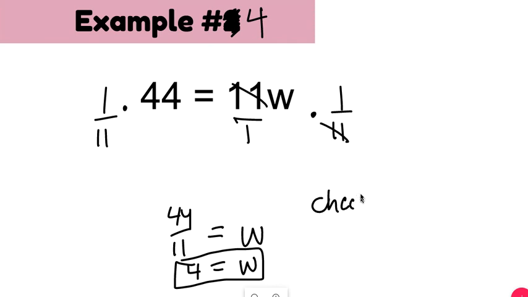Check it out. 44 equals 11 times. Remember, I'm substituting a 4 for the W. 11 times 4 is 44, and that checks. And again, yes, I know dividing by 11 looks exactly the same, but it's something else to remember.